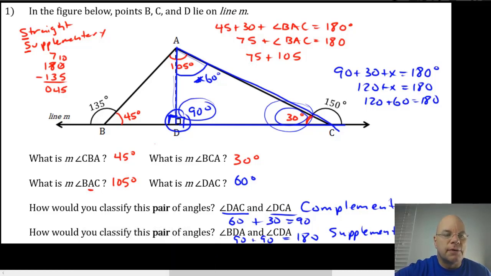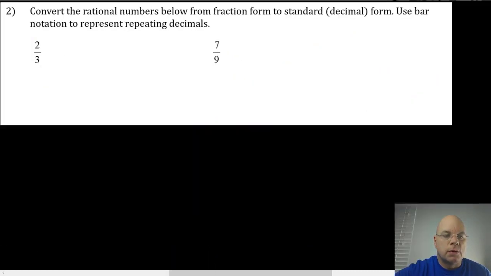Okay, problem 2 on your review. Convert the rational numbers below from fraction form to standard decimal form. Use bar notation to represent repeating decimals. So we learned that pi is the most famous irrational number, a number with a decimal that never ends and has no repeating pattern. Any other decimal number that either terminates or has a repeating pattern can be written as a fraction. So 2/3 is already written as a fraction, so we know it's a rational number. We can convert it to a decimal.